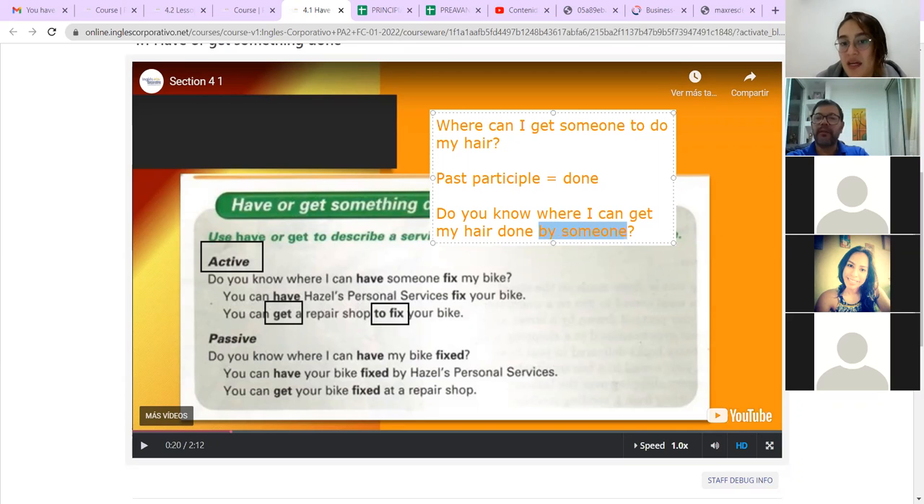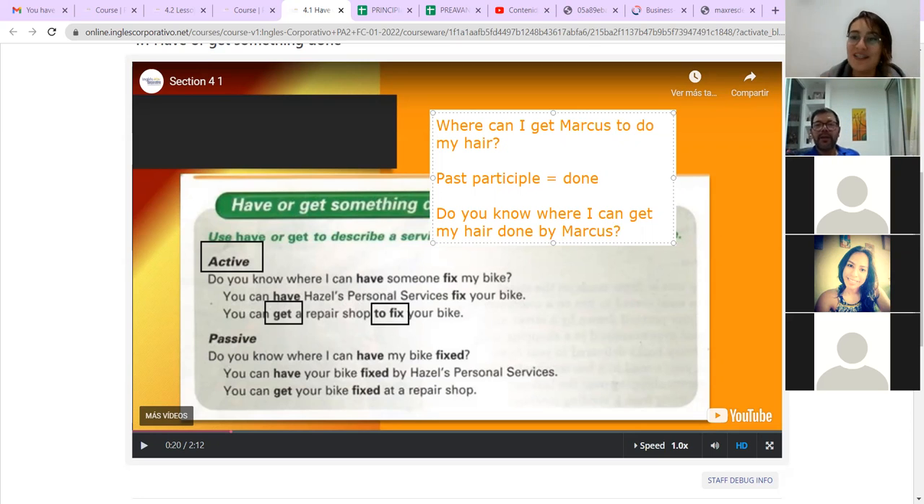We can take it off, it's optional, but you can also include it. Porque digamos que aquí estamos hablando someone, pero si decimos, where can I get Marcus to do my hair? Digamos que es un estilista específico que yo quiero que me atienda. No sé dónde él trabaja, but I want him to do my hair. So in the passive voice, do you know where I can get my hair done by Marcus? Ahí no lo omitimos porque quiero que sea él, right?